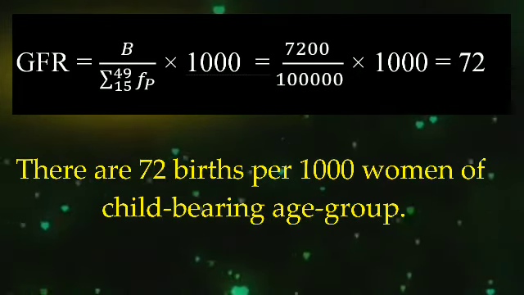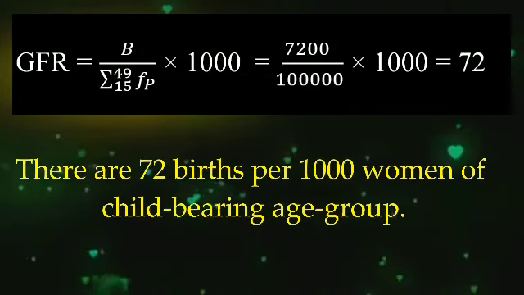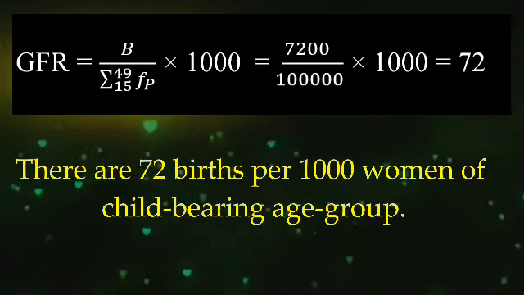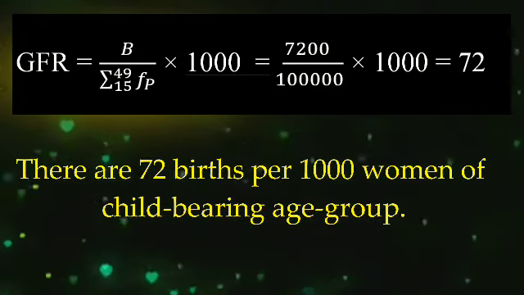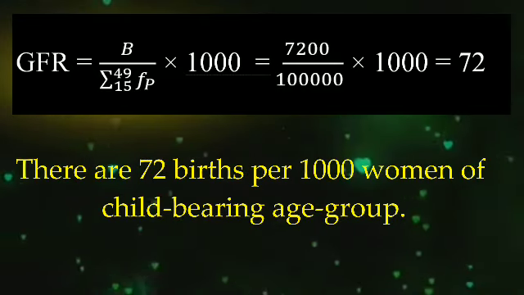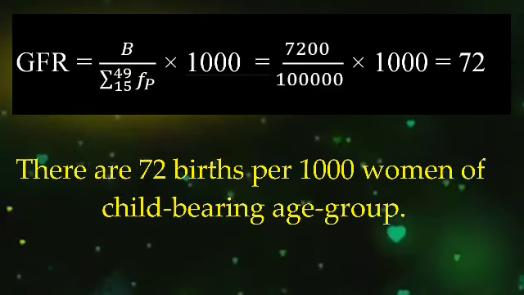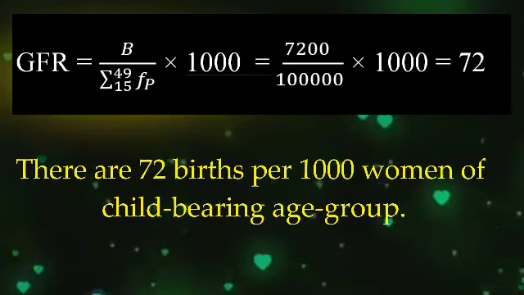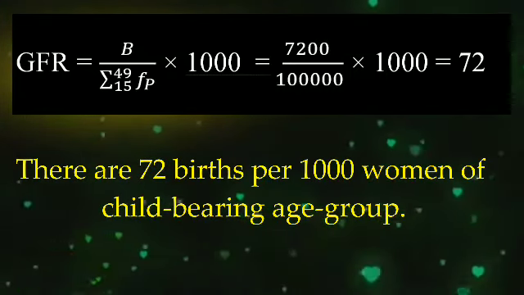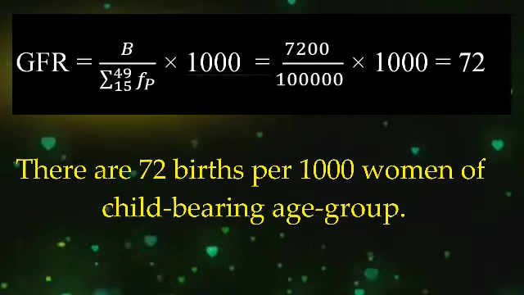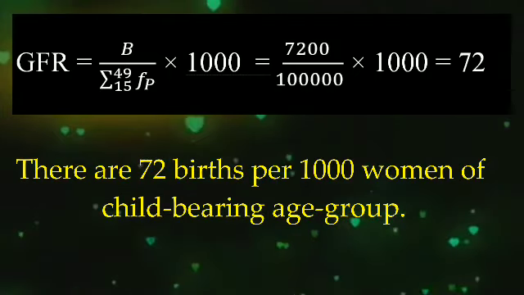For the present question, it is 7200 divided by total number of women, which is 1 lakh, and multiply that by 1000, that is equal to 72. So there are 72 births per 1000 women of childbearing age group.